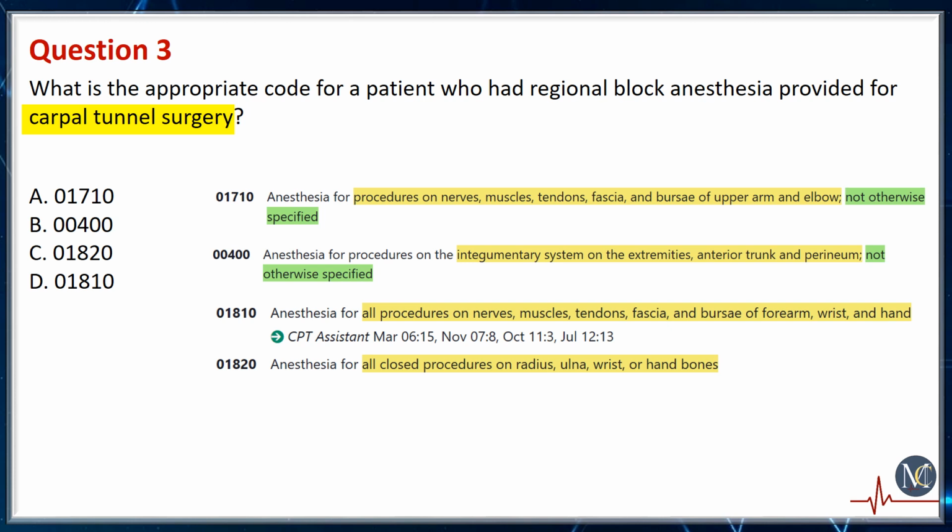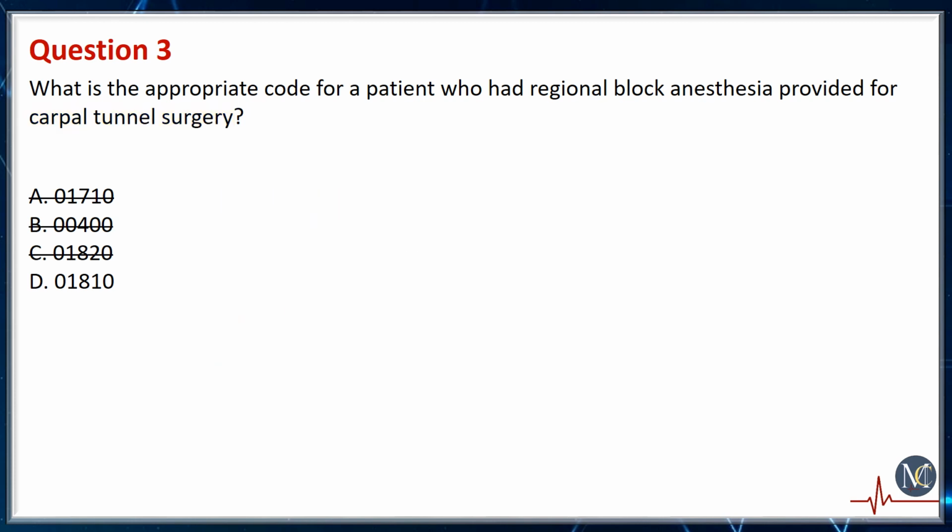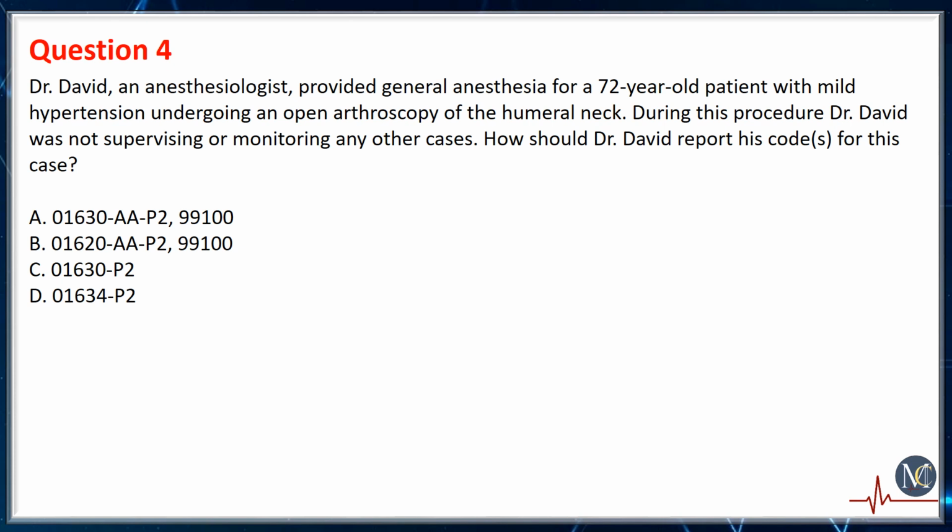In this scenario, the service provided was carpal tunnel surgery. Carpal tunnel means wrist, as mentioned in service codes 01810 and 01820. 01810 is for all procedures done on the wrist, and 01820 is only for closed procedures. On this basis, our correct service code is 01810, which is for all procedures. Our correct option is option D with service code 01810.